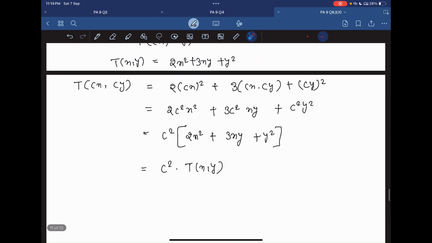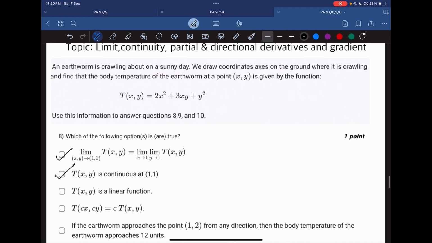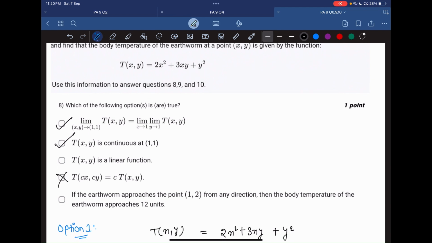T(x, y). And we know these two quantities are not the same unless c is equal to 0 or 1, because in that case c² would be the same as c. Except in these cases, these two quantities, that is c times T(x, y) and c² times T(x, y), will not be the same. So that means this option is wrong, and because this property fails, that means it will not be a linear function also. This option is also wrong.